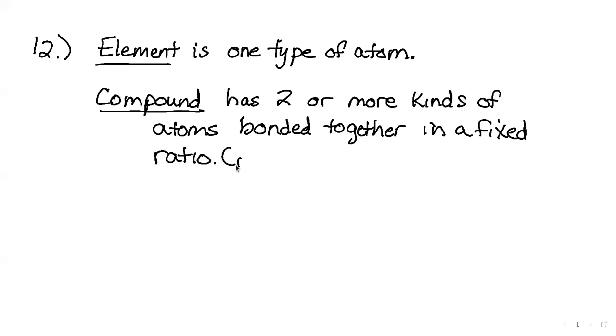Or proportion. Sometimes people will write proportion. And that simply means H2O always has two hydrogens and one oxygen. If there's no little number down here, it means there's one. Okay, 13.